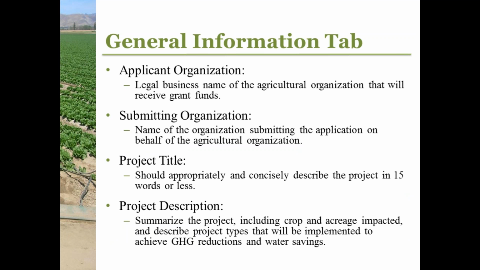Okay, so this is some of the information that's within FAAST. You're going to need to fill out the General Information tab. This involves your applicant organization. So here we need your legal business name, and also your submitting organization. This is if there's an operation that's submitting on behalf of that legal business agricultural operation.